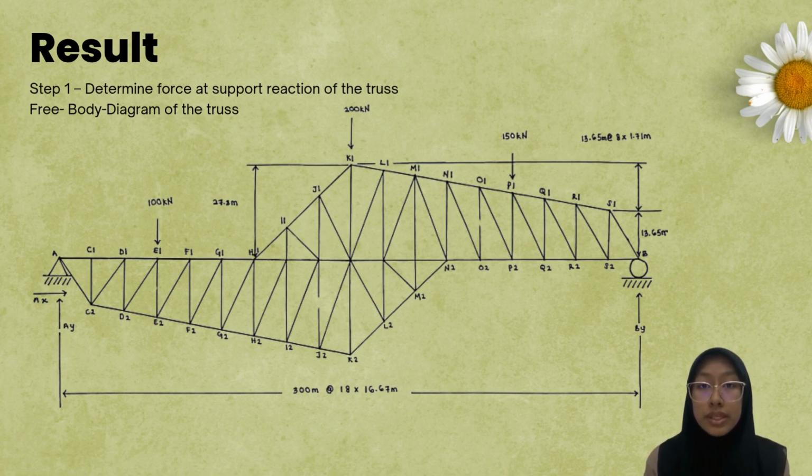The first one is to draw the free body diagram of the truss bridge with all dimensions. We need to define the support reactions, whether pin support or roller support. At point A, we have a pin support, so Ax and Ay. Another support at point B is a roller support, so its normal force we put as By.